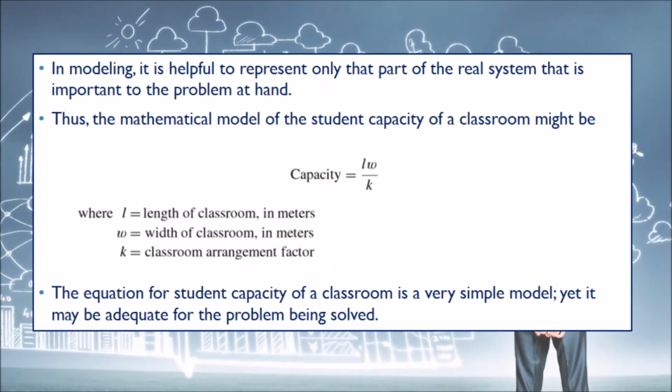In modeling, it is helpful to represent only that part of the real system that is important to the problem at hand. Thus, the mathematical model of the student capacity of a classroom might be: capacity equals LW over K, where L is the length of the classroom in meters, W is the width of the classroom in meters, and K is the classroom arrangement factor. The equation for student capacity of a classroom is a very simple model, yet it may be adequate for the problem being solved.